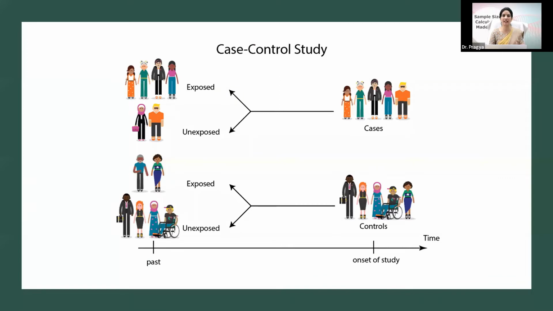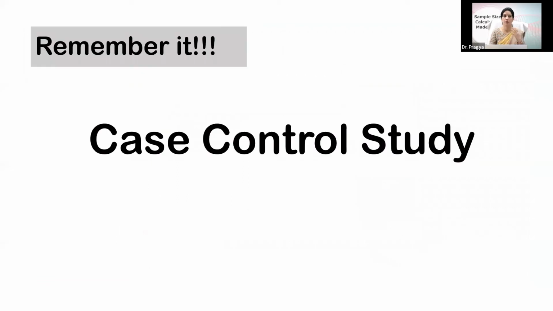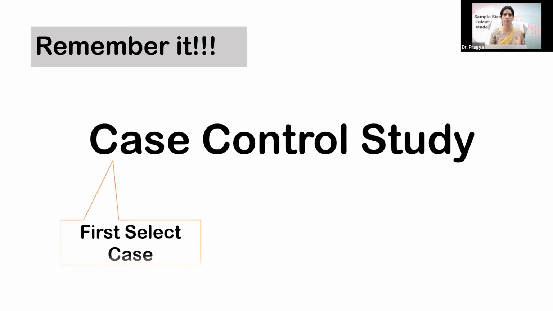So in a classical case control study, you have the cases with you, and then you see the level of exposure and not exposed in those cases, and you take the controls also, and again you measure the exposure in the controls, and then you calculate the odds ratio or the measure of association. So a case control study, always remember, it starts with the cases.